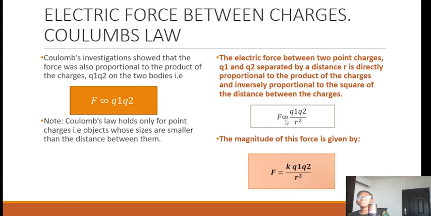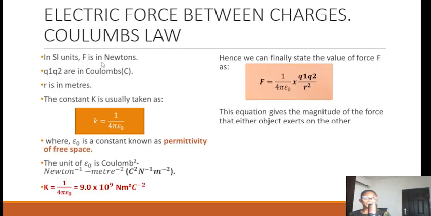So you recall that anytime we are changing the proportionality sign to equals to, what are we going to do? We will introduce a constant, and for this, K is our constant. So in SI units, F is in Newton, Q1 and Q2, which are charges, are in coulombs, r is in meters. The constant K is usually taken as K is 1/4 pi epsilon naught. Epsilon naught is the constant known as what? Permittivity of free space.